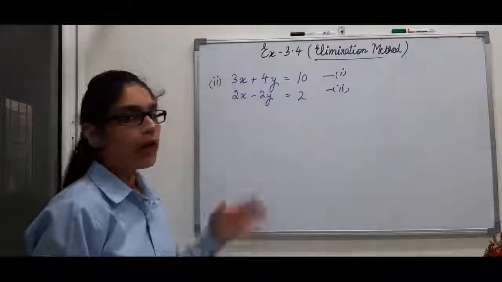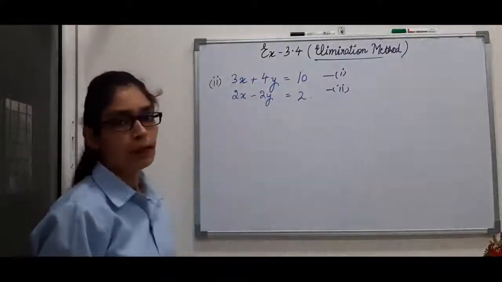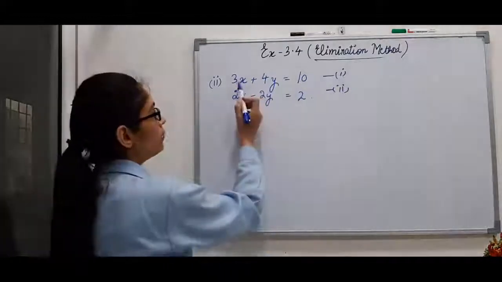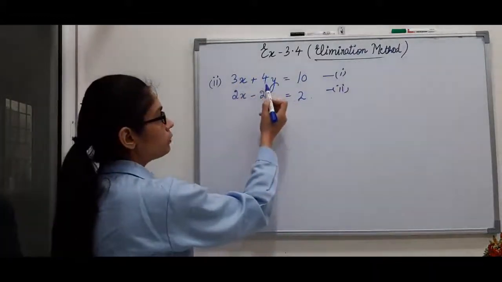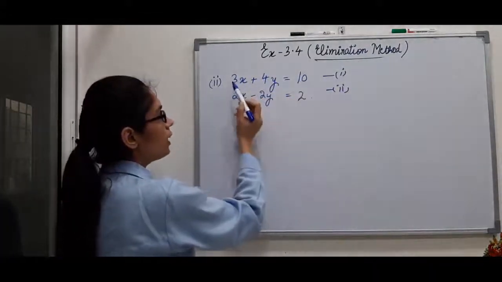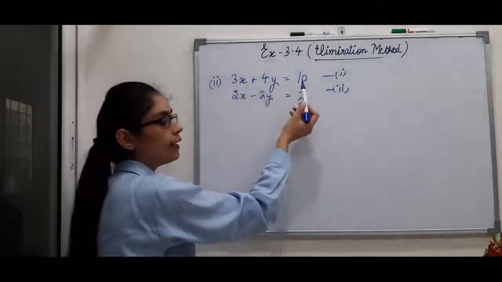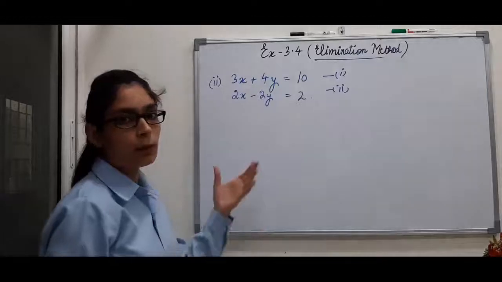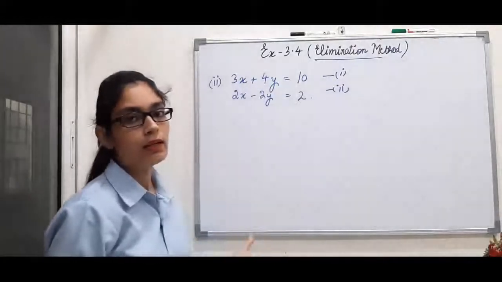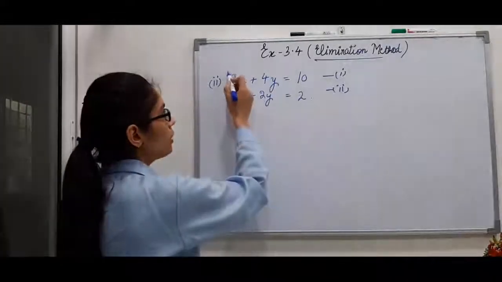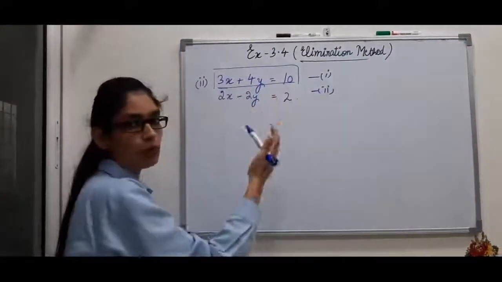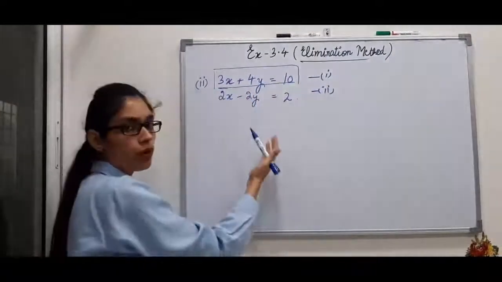First of all, I have to observe whether my equations are in a simplified form. The first equation is 3x plus 4y equals 10. All the numbers 3, 4 and 10 are not multiples of any other common number, which means this equation cannot be simplified further. So I have to use this equation in the given form itself.